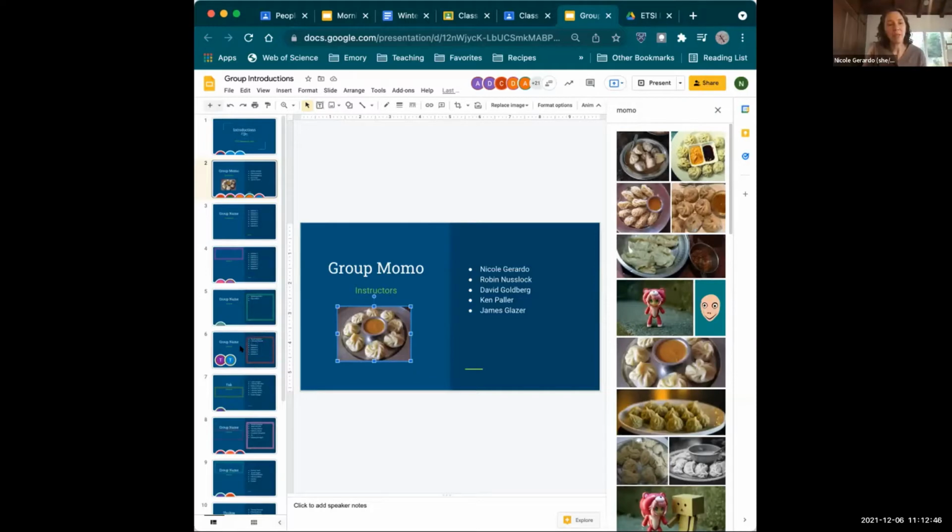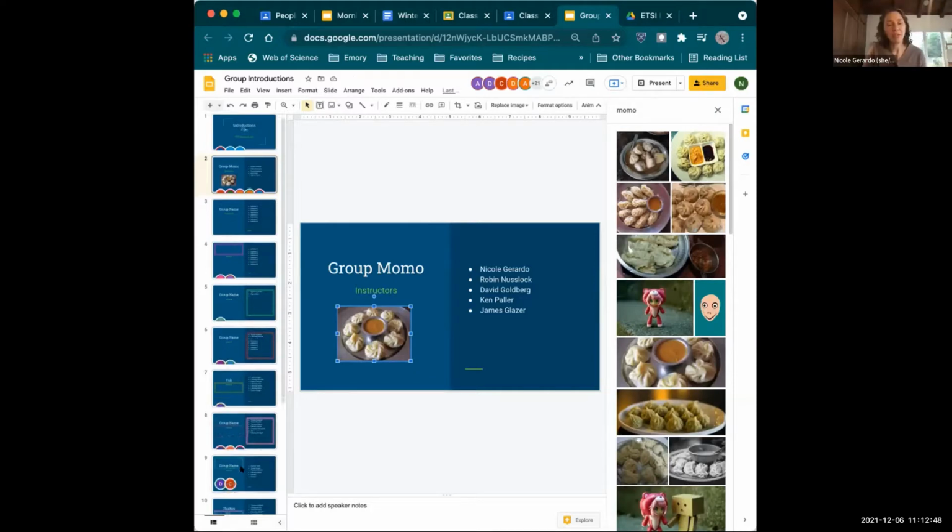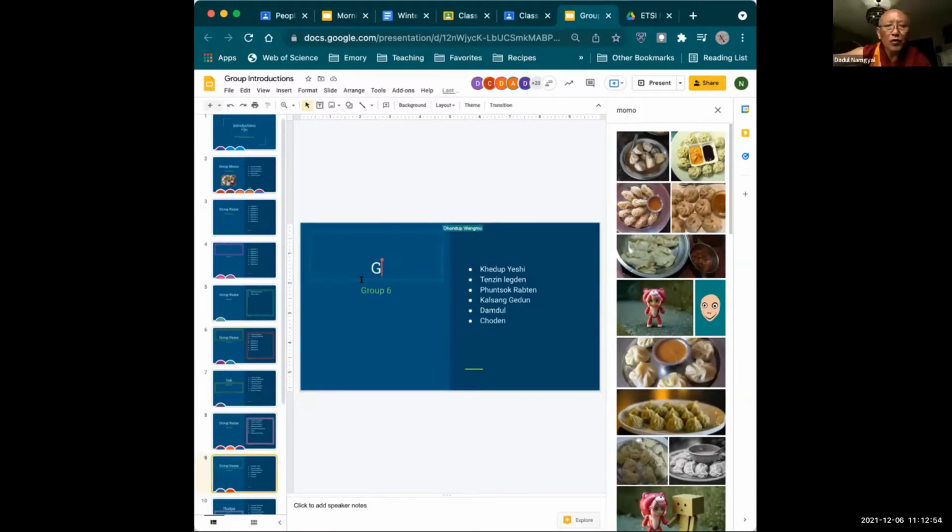So what you want to do is to find your group number. Let's say group six has already started adding their names. In the next 5 minutes, pick a name and find an image. Once that's done, we'll go through all the groups and have one person stand up and introduce the group.